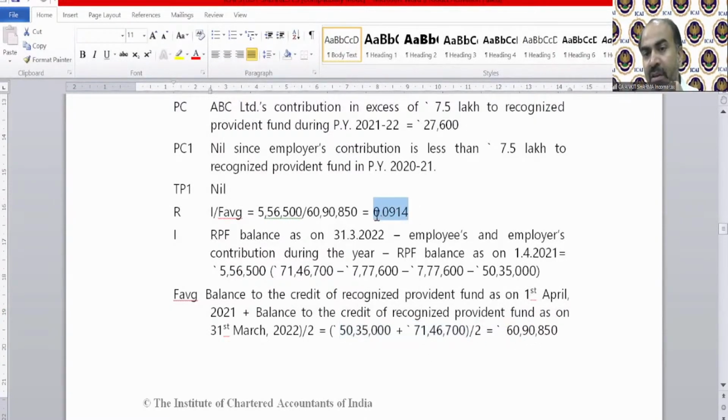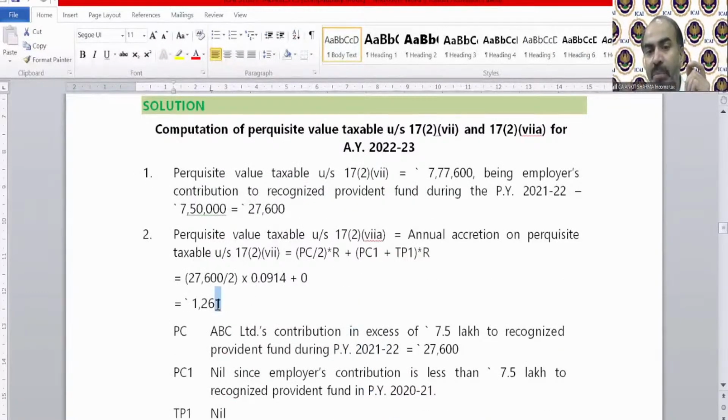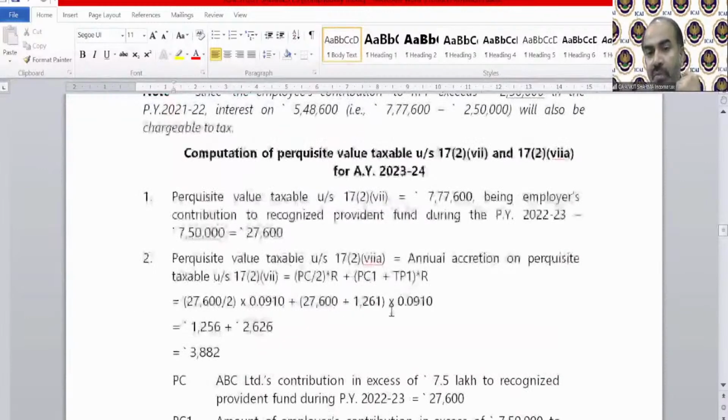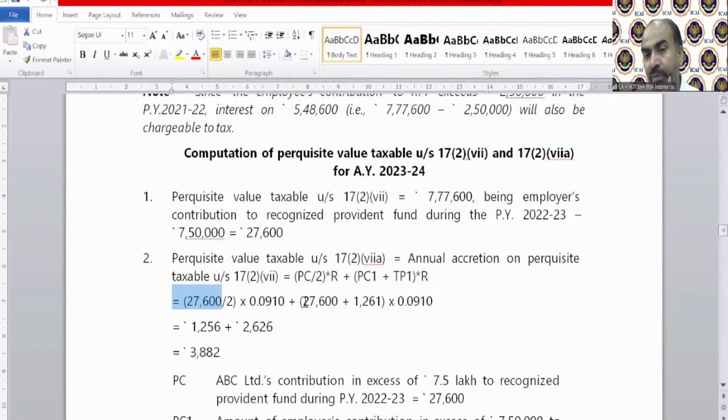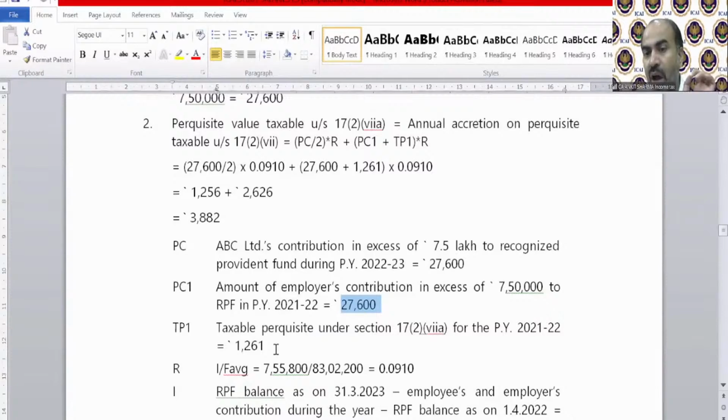So our R will be 0.0914. We will put it into the formula and we'll find out the perk value of 1261. In the same way, when we calculate the perk value for 23-24, now we have TP1 as 27,600 divided by 2. Now we have PC1 value also. We have PC1 value 27,600 and TP1 value is the last year perk value, what we just calculated for assessment year 22-23. So that is 27,600, same PC value, same employer contribution value, our perk value.